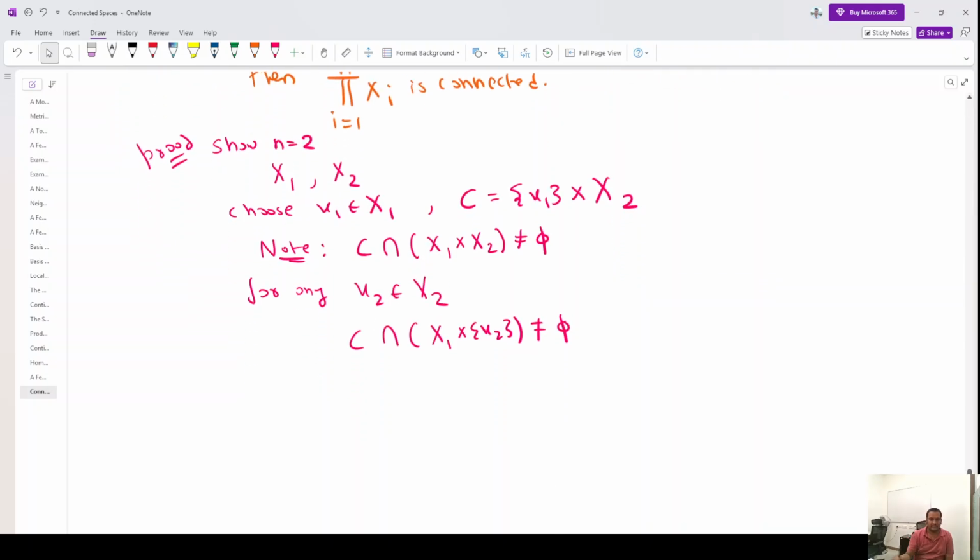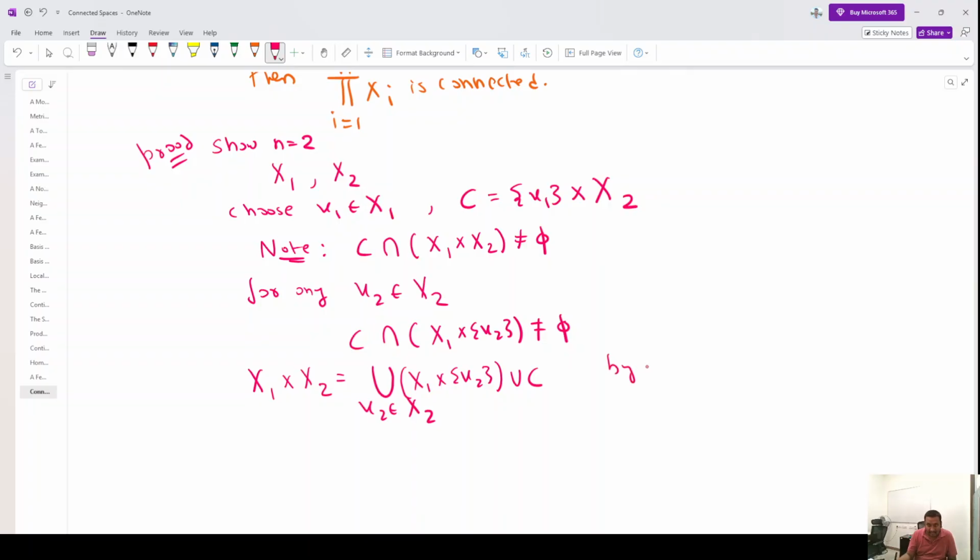So now see how you can write your x1 cross x2. You can always write it as the union over x2 varies over x2 of x1 cross singleton x2, right? And what is this? Can you write it like this? Union C? Think about it.